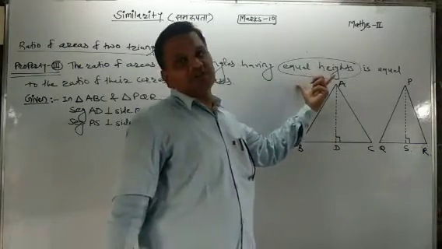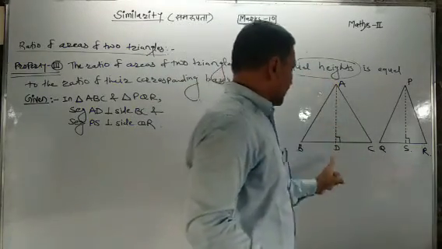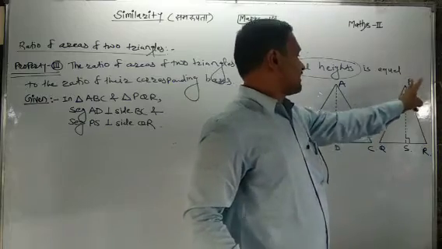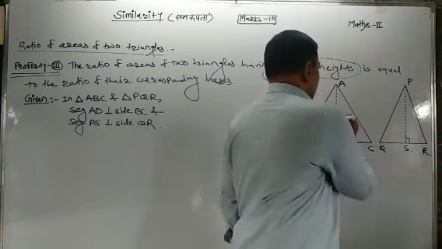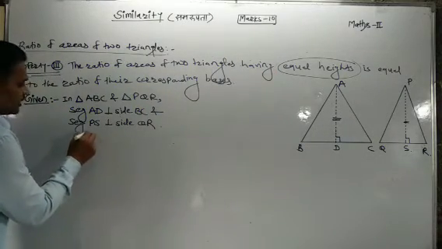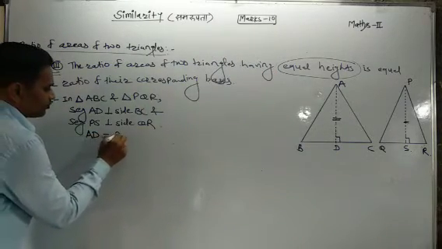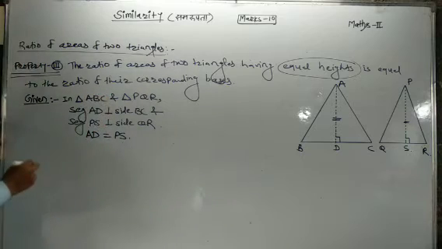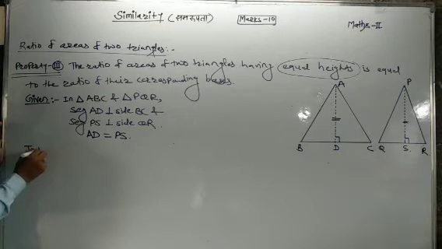Their heights are equal. Understand? Means height AD of the first triangle is equal to the height PS of the second triangle. Right? That is AD equal to PS. Here is the extra information. Understand? To prove what we want to prove here.